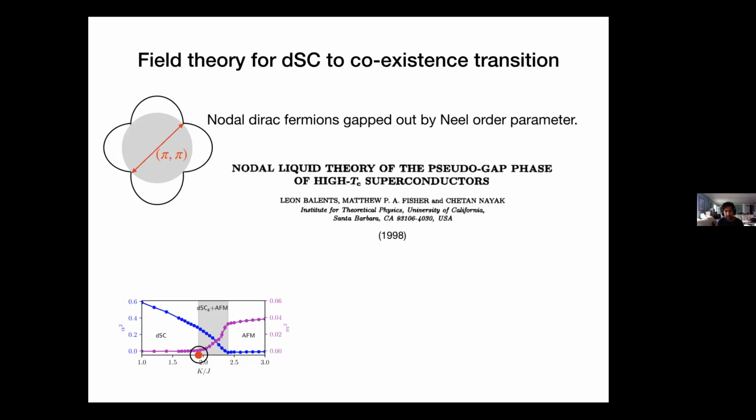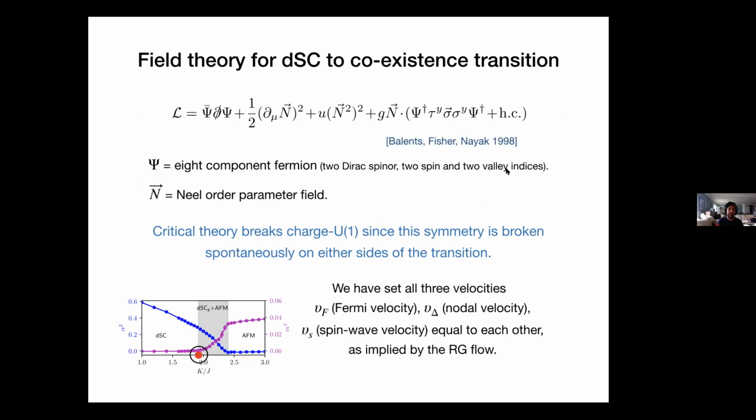And if you now write down the field theory, just based on symmetries, you can write it down. So these are the nodal fermions, which are Dirac fermions, and there are fluctuations of the Néel order parameter. And based on the symmetry, you write down this term.